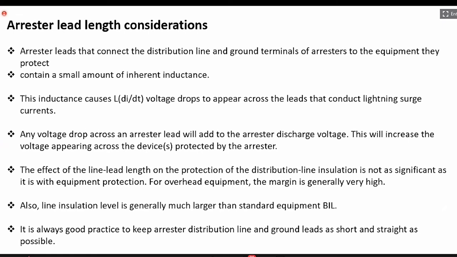Then, arrestor lead length consideration. I think Mr. Gopakuma also discussed that. Let me explain what really matters here. When there is a large lead length of the surge arrestor and its connection to the lines or to the earth, we get a voltage generated along those lead lengths as well. That will be added to the voltage protection level of the surge arrestor. Finally, what appears across the load is the total of the voltage protection level plus the voltage across the lead lengths. Therefore, try to minimize the lead lengths.